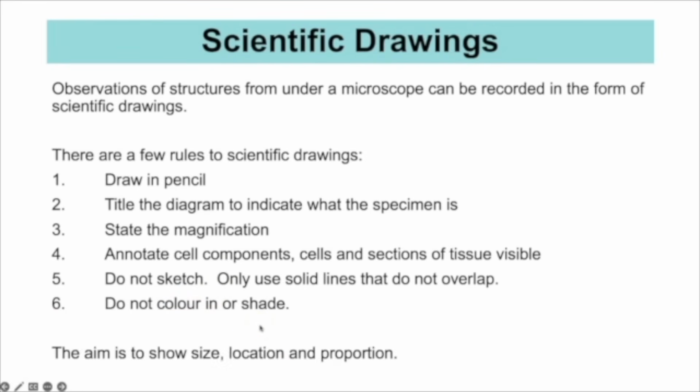shading. So essentially the aim of these diagrams is to show the size, location, proportion. They are not artistic. So that's why we don't have any sketching, shading or colouring. It's all about the facts, the size, shape, position and labelling the structures. And although I've said this for microscopes, when you come on to do dissections, you could be asked to do scientific drawings of what you observe in your dissection as well.